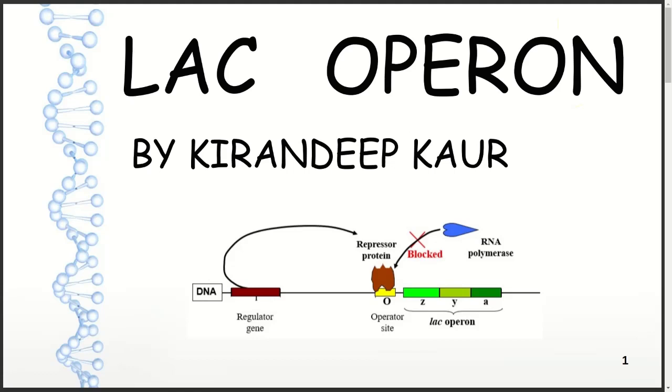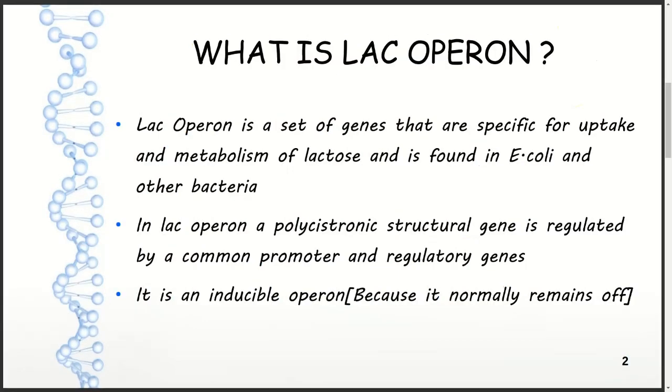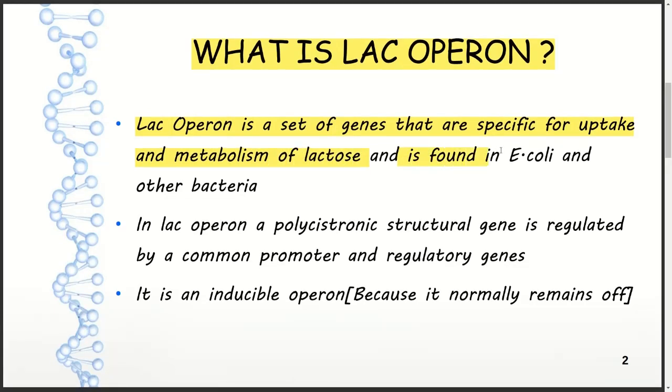My name is Kirandeep Kaur, and today I am going to give an explanation on a biological topic, lac operon. So, first of all, what is lac operon? Lac operon is a set of genes that are specific for uptake and metabolism of lactose and is found in E. coli and other bacteria.